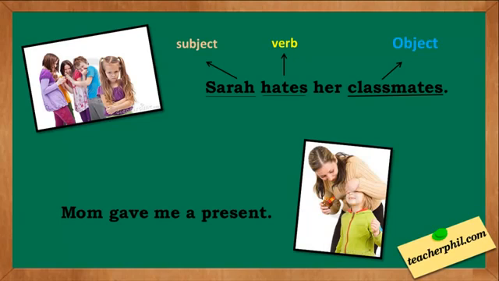Another example, Mom gave me a present. Our subject here is Mom. Our verb is gave. What did Mom give? Answer: a present. Therefore, present is our object.